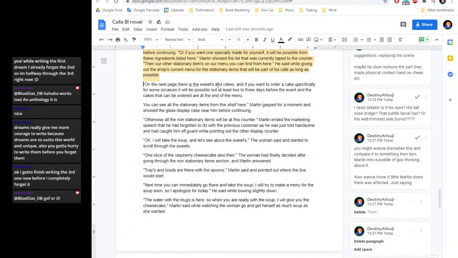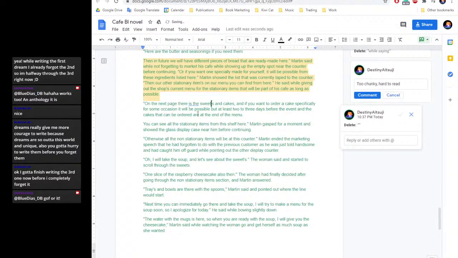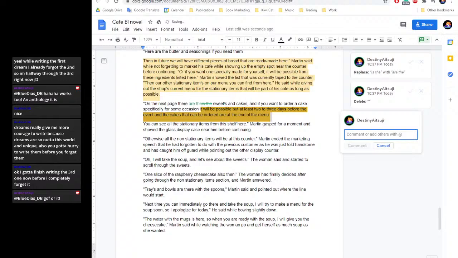And then okay, so they describe all these things. Okay, and then on the next page there are the sweets and cakes, and if you want to order a cake specifically for some occasion, it will be possible. But okay, so over here, the suggested edit is to write it as a reservation.